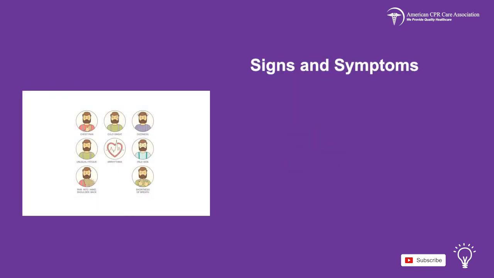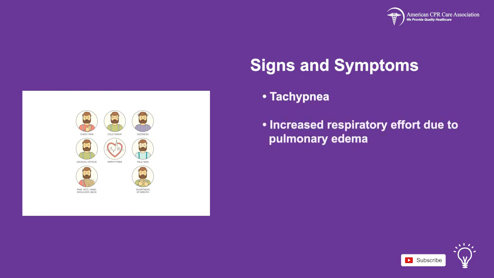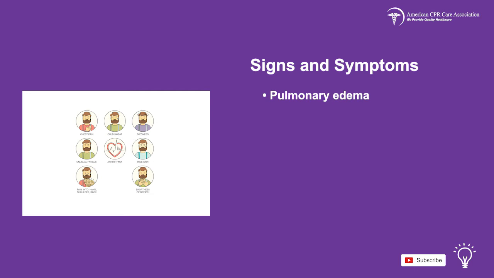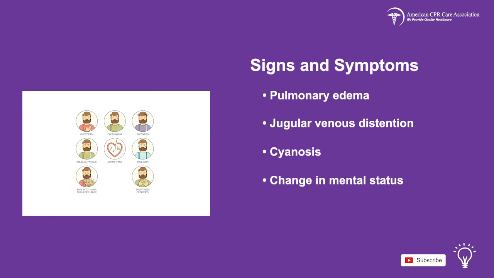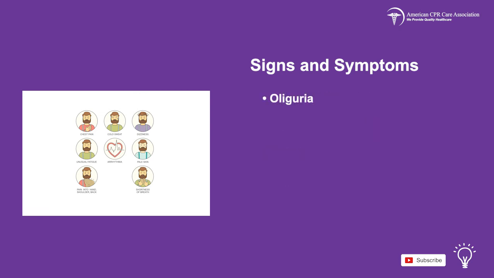Some common signs that may indicate a child is suffering from cardiogenic shock are varied and include tachypnea, increased respiratory effort due to pulmonary edema, tachycardia, weak or absent peripheral pulses, jugular venous distension, cyanosis, change in mental status, oliguria, cold pale skin, and varying body temperature.